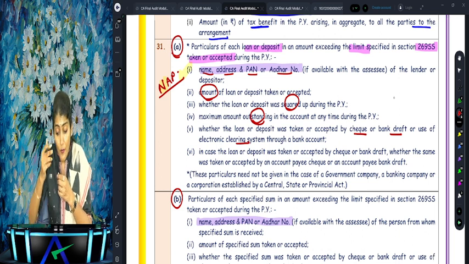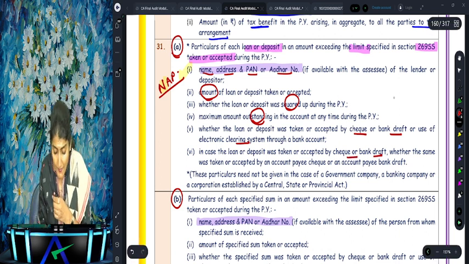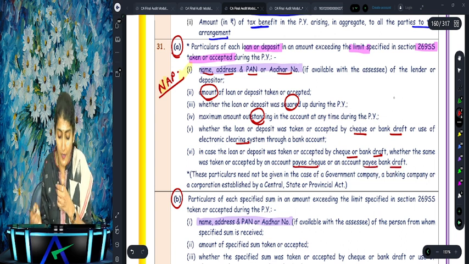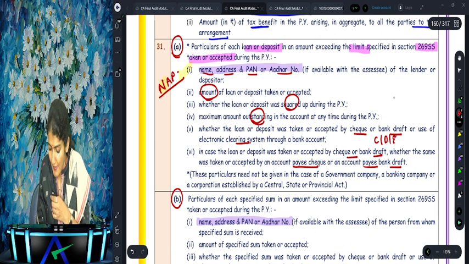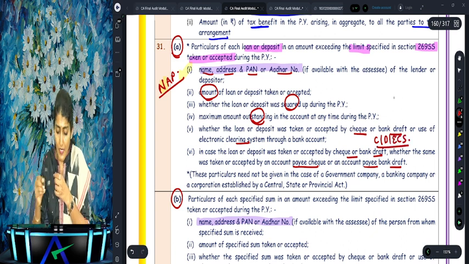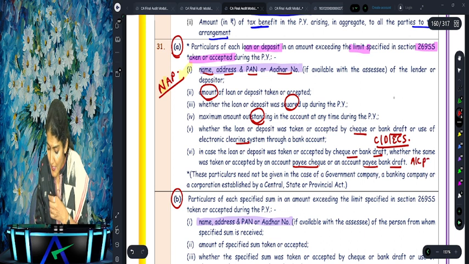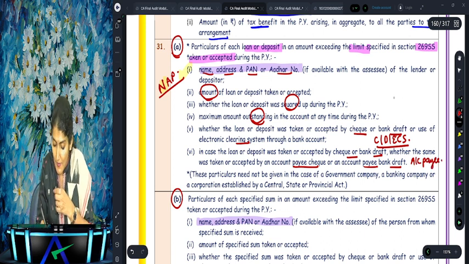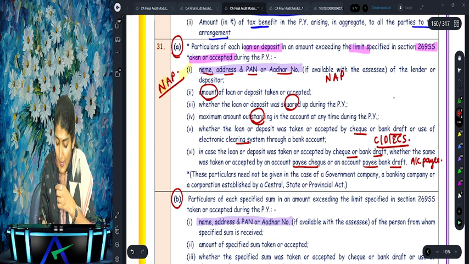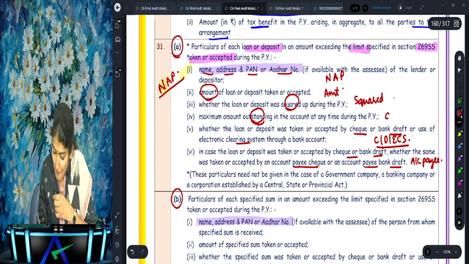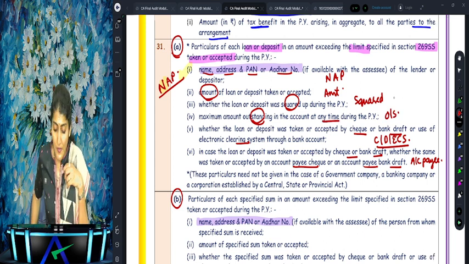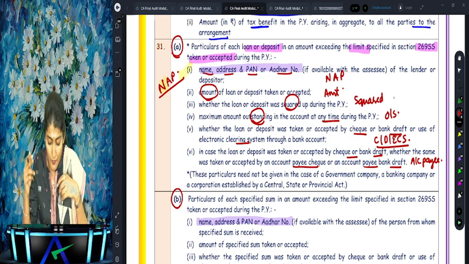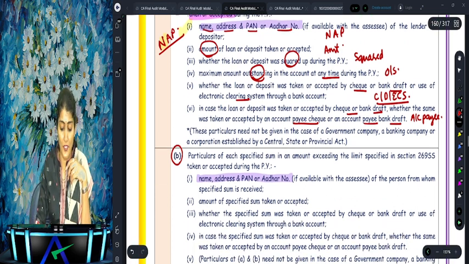In case the loan was taken by cheque or draft, whether the same was taken by an account payee cheque or an account payee draft. So the first thing required is the NAP. After the NAP, what does it say? The amount. Then the amount which has been squared off during the year. Then the maximum amount outstanding at any time during the year. Then whether it was taken or accepted by cheque or draft or ECS, and if it was by cheque or draft, whether it is an account payee cheque or account payee draft.